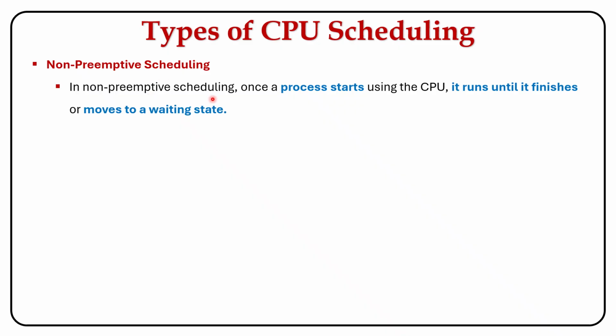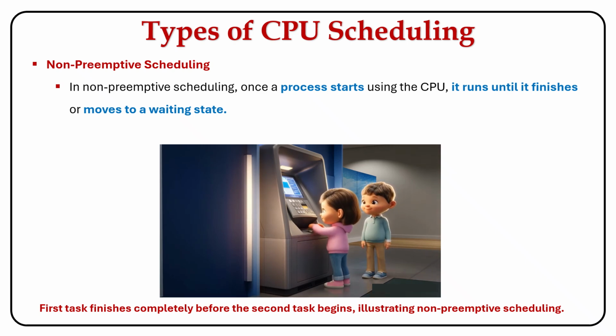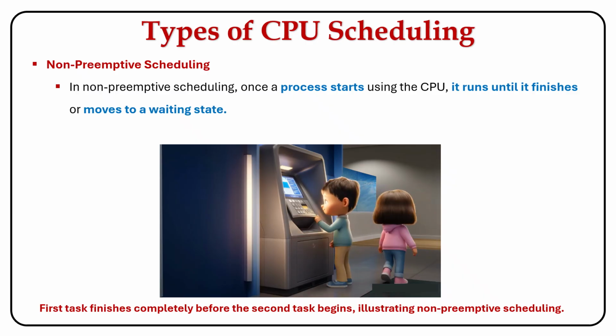In non-preemptive scheduling, once a process starts using the CPU, it runs until it finishes or moves to a waiting state. The OS cannot forcibly take it away from the CPU. Let's have an analogy video for non-preemptive scheduling. It has an ATM scene showing two customers served one after the other. The first customer completes the transaction fully before the second begins, which illustrates the non-preemptive scheduling.